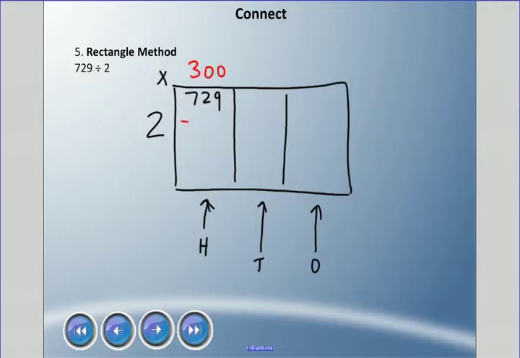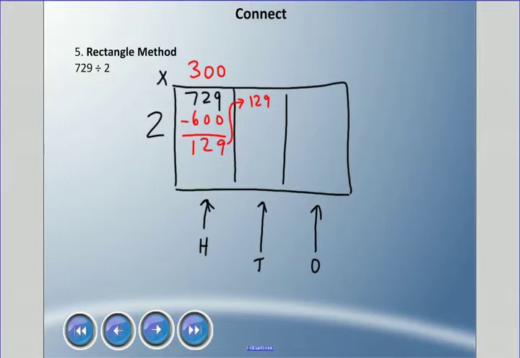And I'm going to subtract that. 2 times 300 is 600. And I can subtract this, and I'm left with 129. I'm going to move this 129 over into the tens column. You don't have to draw that arrow, but you can do that. Now, what can 2 multiply by without going over 129? And we're going to do it by a multiple of 10. Well, 2 times 10 is 20.